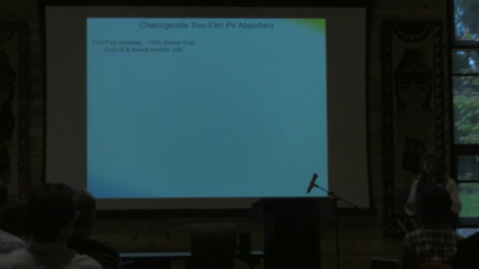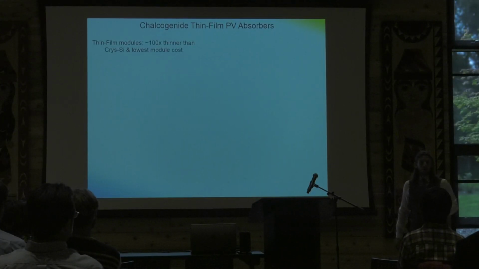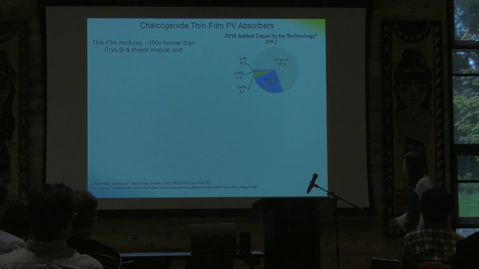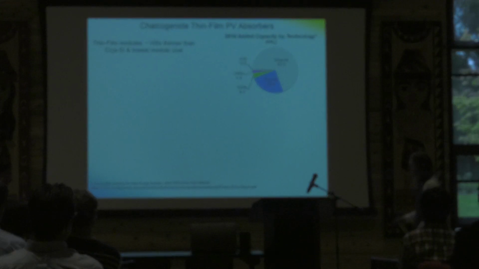Thin film solar cells have the advantage of being much thinner than silicon solar cells, and this has a lot of surprising implications. One of the big costs for solar cells is the actual support you need to hold it up. If it's 100 times thinner, it takes up less space and there's less investment in that way too. But right now, they only represent about 10% of the market. This is the added capacity in 2016, about 70 gigawatts, and only about 5 of that was from thin film solar cells.